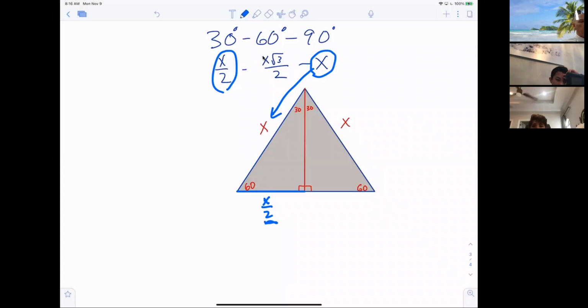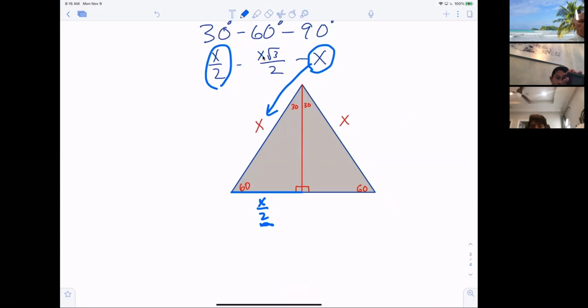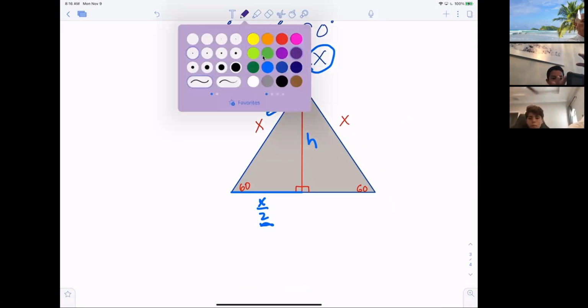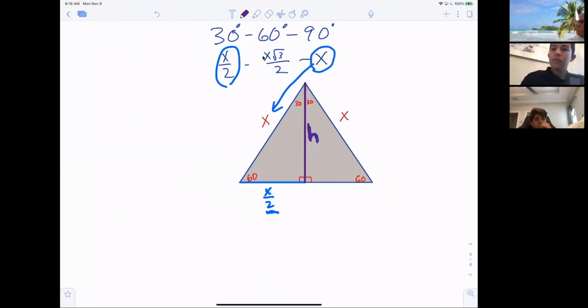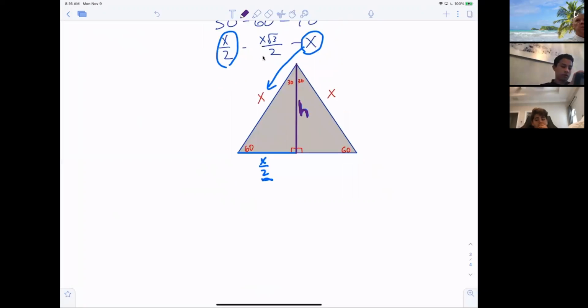So now what I'm missing is the height. I'm trying to figure out what this is right here. Now, if I'm trying to figure out what that is, how do you think I could figure that out? With just a bunch of letters. Is everybody agree that's a right triangle? So the first thing that should come to my mind is I can just use what? A squared plus B squared equals C squared.